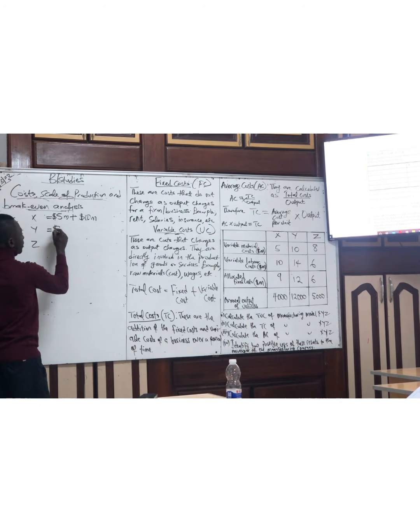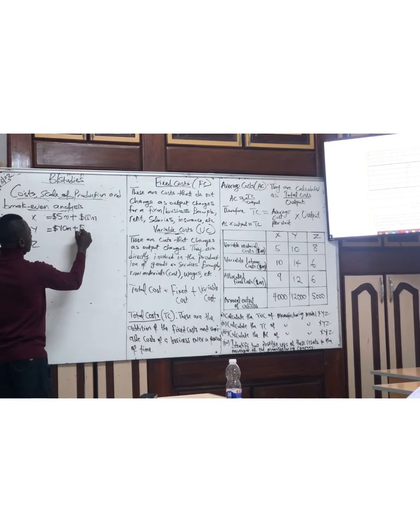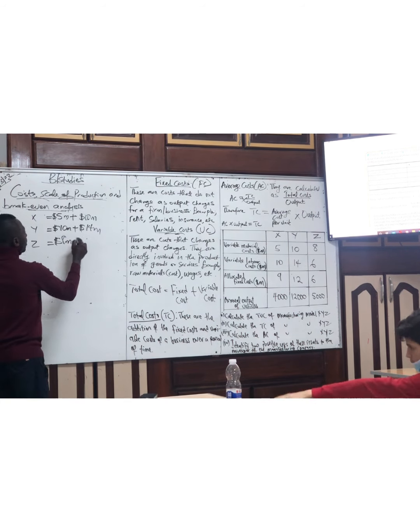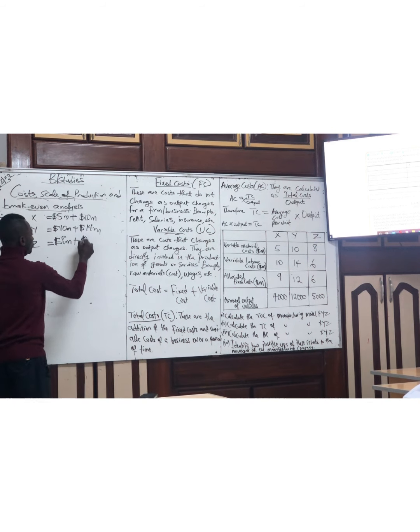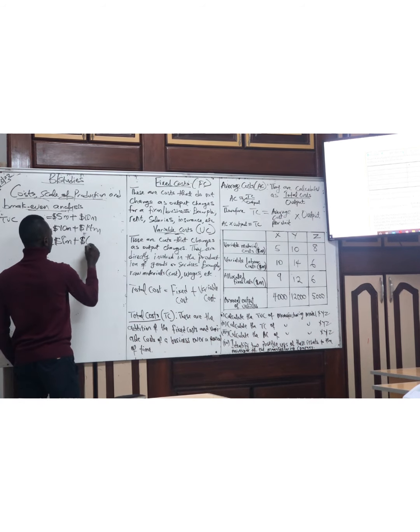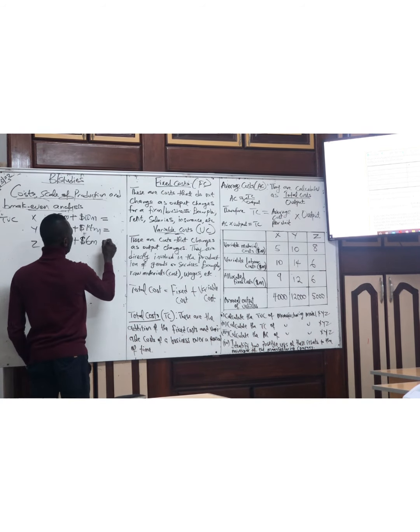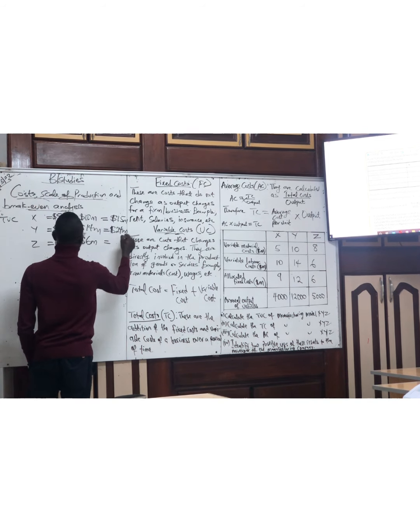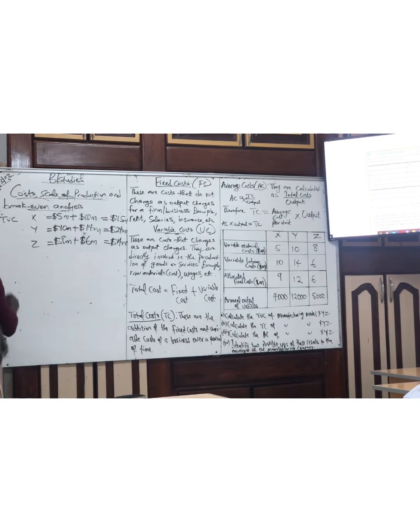For Y, we have 10 plus 14 million, okay? And for Z, 8 million plus 6 million. So we get the final figure here. So the TVC for X is what? 15 million. For Y is 24 million. And for Z is 14 million. I think the first one is clear, right? Yes. So we go to the second one.